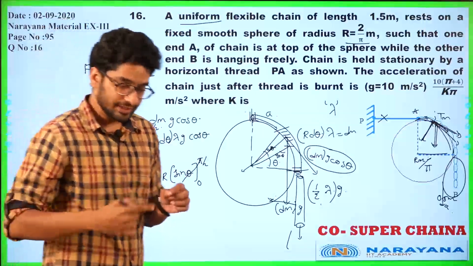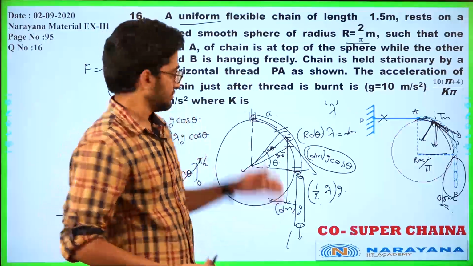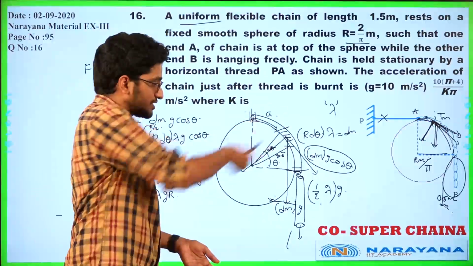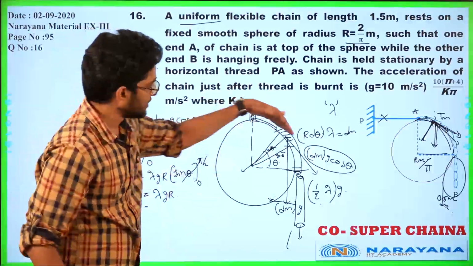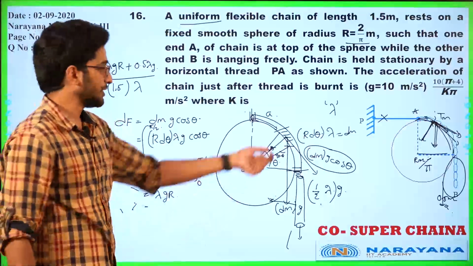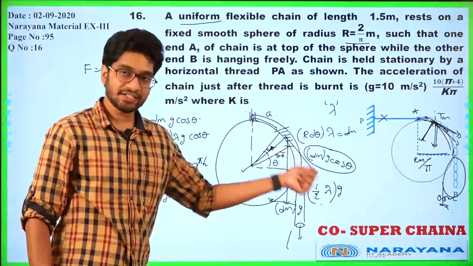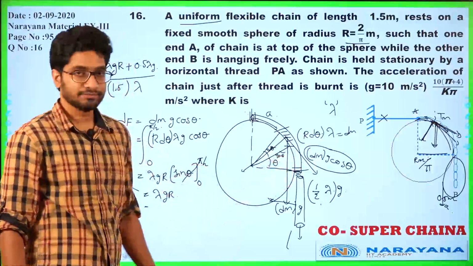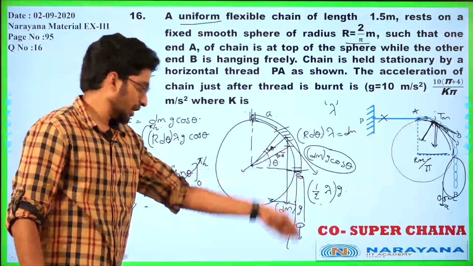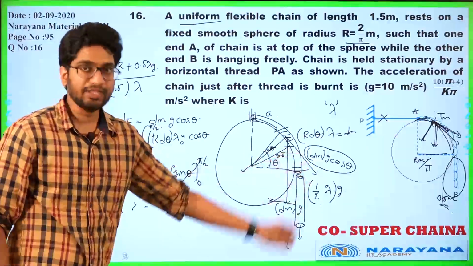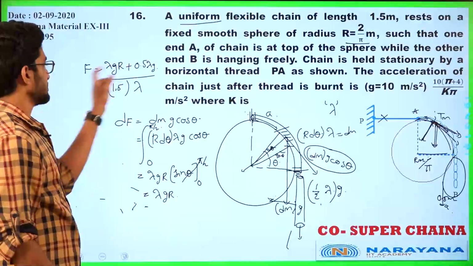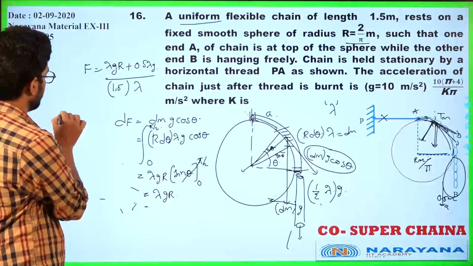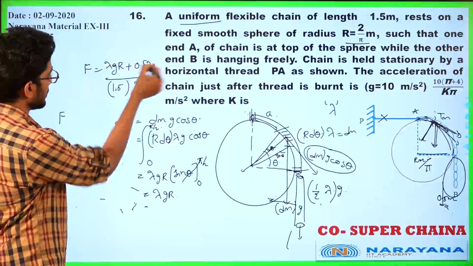And I need to calculate only acceleration along the string, because accelerations will be only along the string. It cannot move perpendicular to the surface, right? So I need only tangential forces. So I took a random element, took tangential force on it, calculated the total tangential force from here to here. For this vertical part, all the weight is acting tangentially only along the string. So this is the total force by lambda. So what do I get? So this is total force by mass.